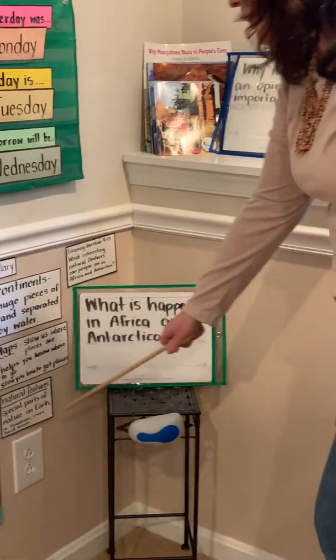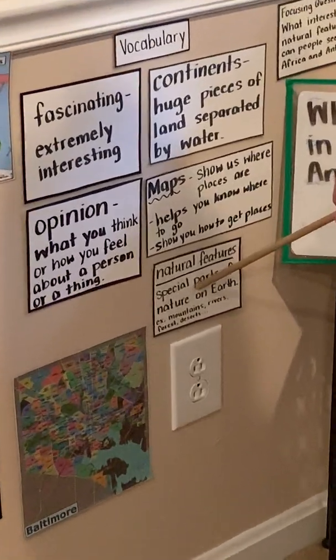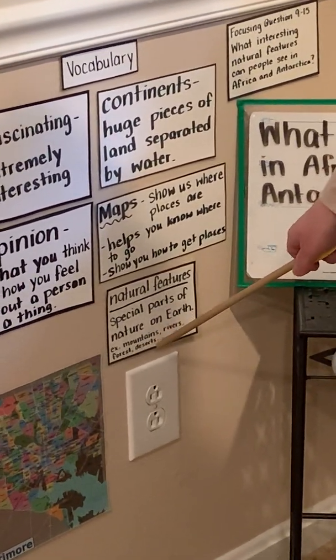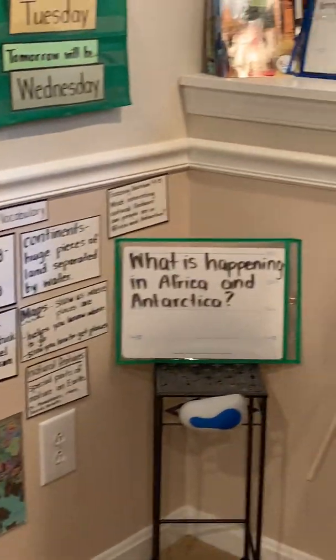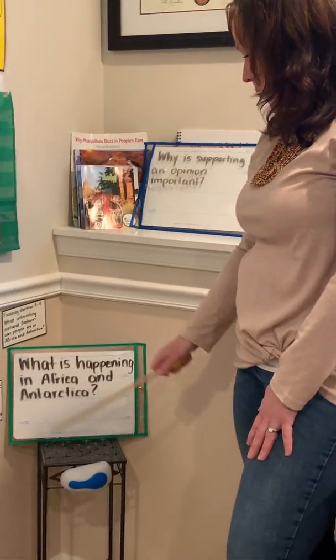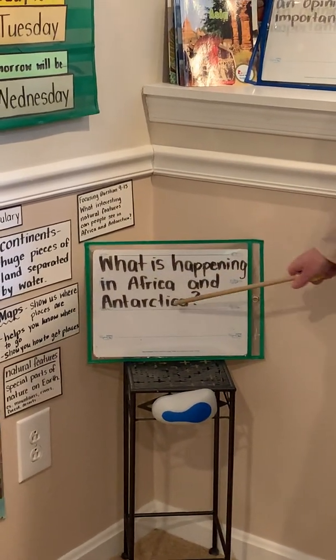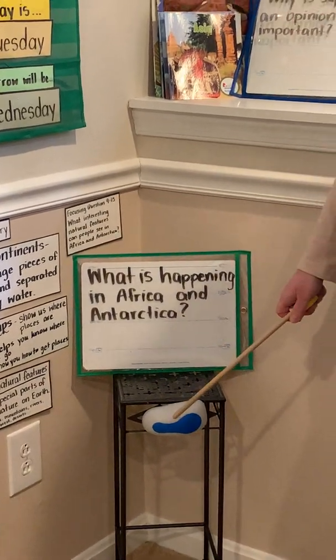Remember, natural features from yesterday are special parts of nature on Earth, like mountains, rivers, forests, deserts. Today, our content-focused question is, what is happening in Africa and Antarctica? It's going to be a two-part lesson.